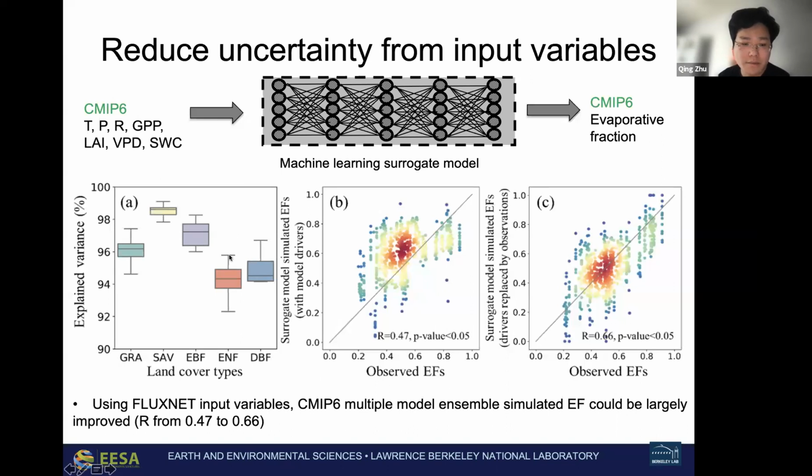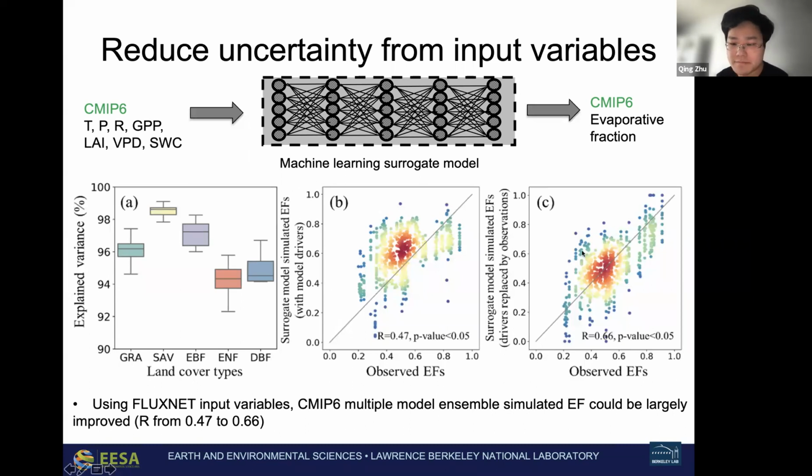And on the bottom left is just to verify the performance of this surrogate model, to make sure it really reproduces the model EF, or the relationship between inputs and the EF. And then we plot a scatter plot of observed EF and the surrogate model EF. Again, we see it is biased, with a high overestimate of EF, which is consistent with the original version that the CMIP model generated. Now we can replace the CMIP-6 input variables, temperature and precipitation, with observations from FluxNet.